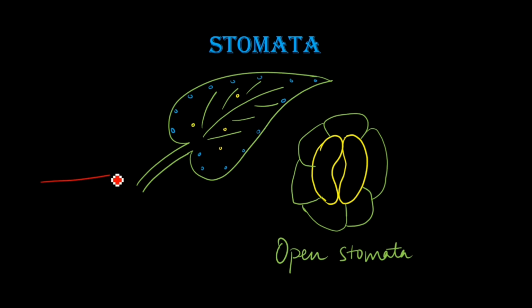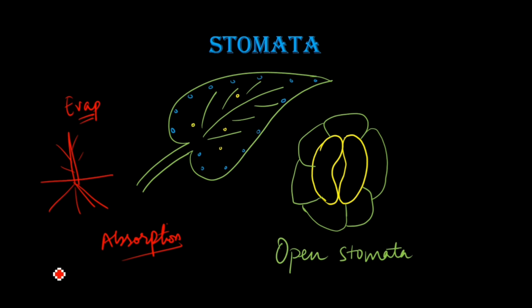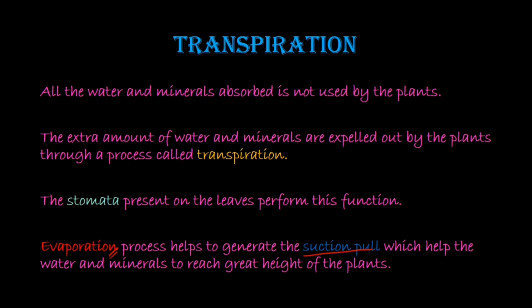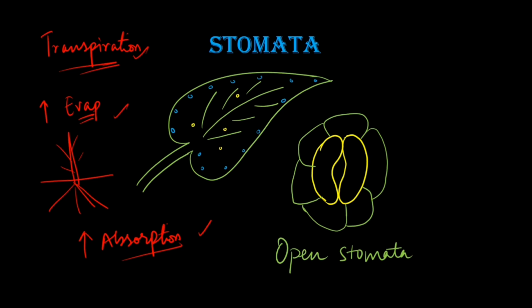For example, you see in this plant, because of evaporation, more and more absorption of water and minerals will take place through the roots. Now because evaporation is increasing, therefore absorption will be increasing, and this is the only reason why transpiration also increases, right? So there is a direct link between all of these processes. So you can say that all of these three processes are interrelated to each other. So this was all about the transpiration process and about transportation in plants.